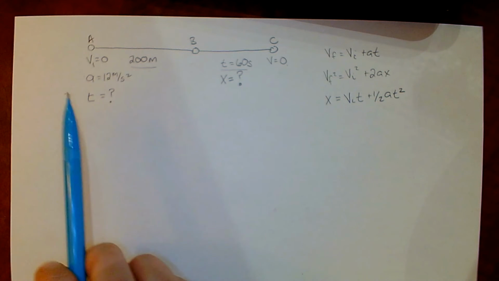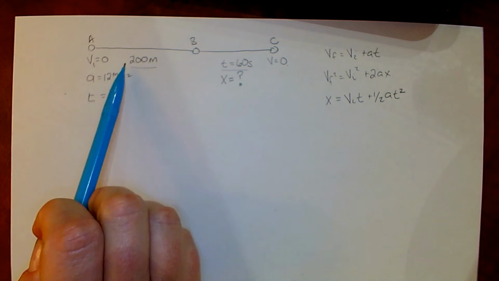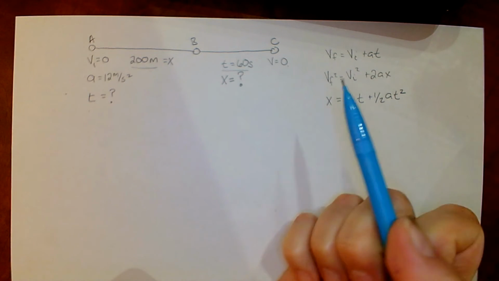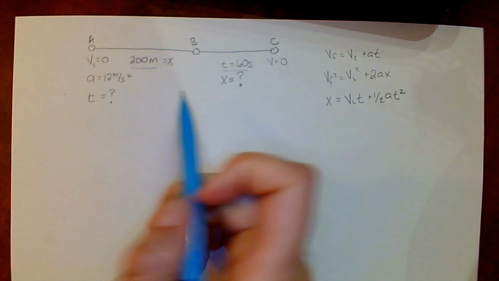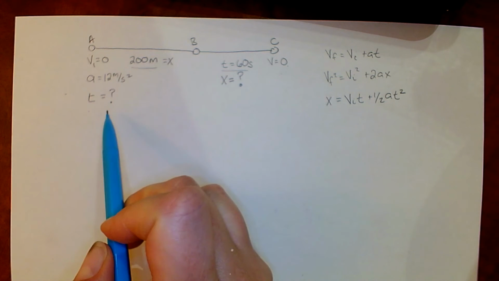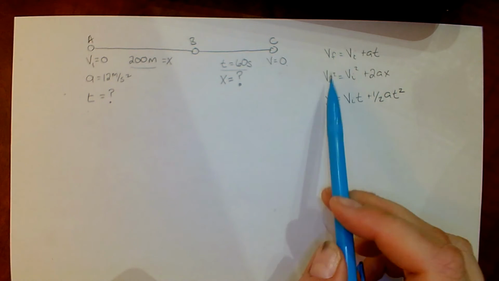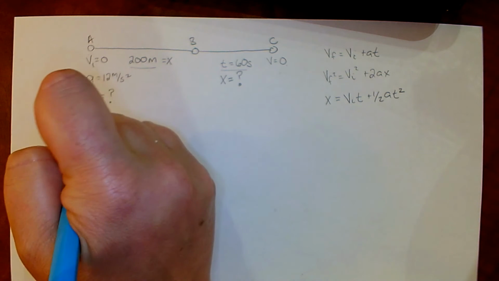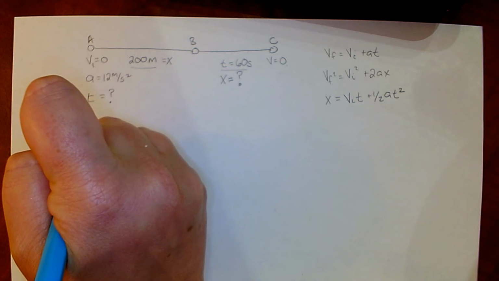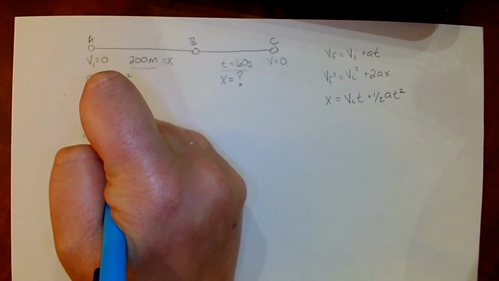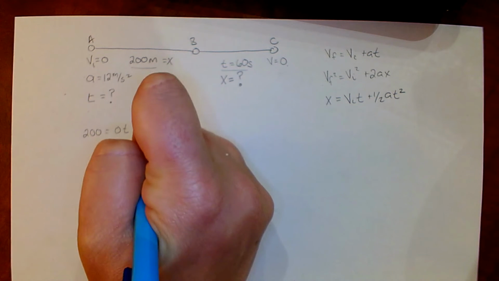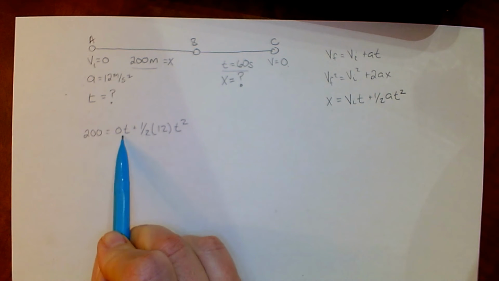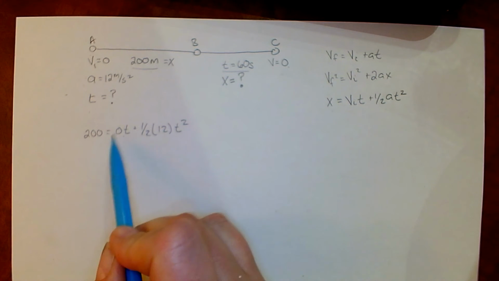Okay, so I'm going to go ahead and solve for t. I have velocity initial, acceleration, and distance. That's x. And I want time. So the way I pick this out is look for the thing that's missing. So velocity final is not on that list. So I'm going to pick the equation that does not have velocity final in it, and that is the third one. So I'm going to go ahead and substitute 200 equals 0 times t plus 1/2 times 12 t squared. That's a good thing that's 0, so we don't have to do a quadratic.